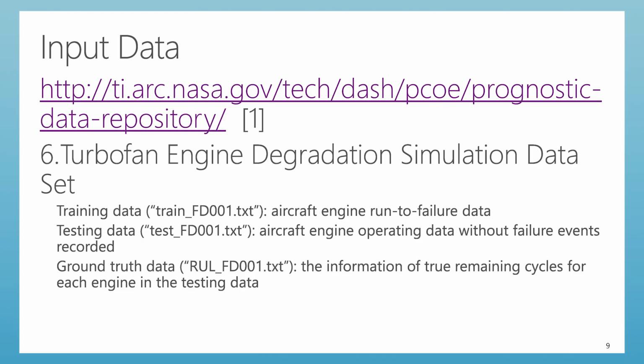So let me introduce the data we are going to use. The link shown on the slides represents the data source. We got this data from this NASA site about the turbofan engine degradation simulation data set. It contains 3 data sets. What we actually use in this project is mainly the aircraft engine run-to-failure data. I'll show a snapshot of the data in this slide, so it shows us what the data looks like.